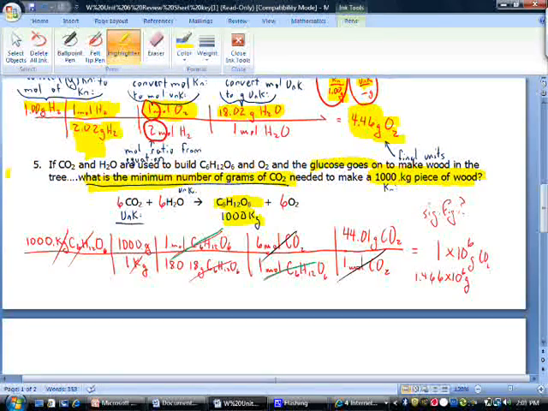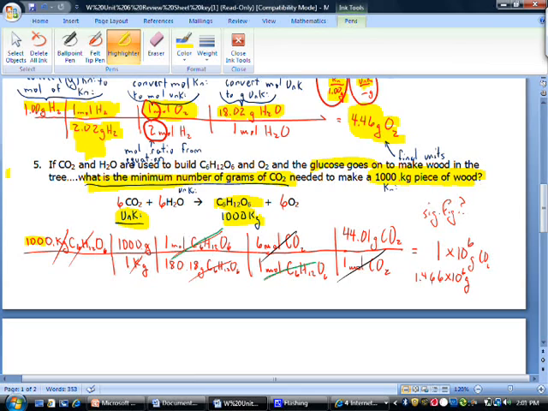And so it's going to take at least 1,000 kilograms of glucose to make 1,000 kilograms of wood. That's a big chunk of wood, weighs 2.5 tons or something like that. Excuse me, 2,500 pounds or something like that. So the unknown is to ask how much CO2 it will take to make 1,000 kilograms of glucose.